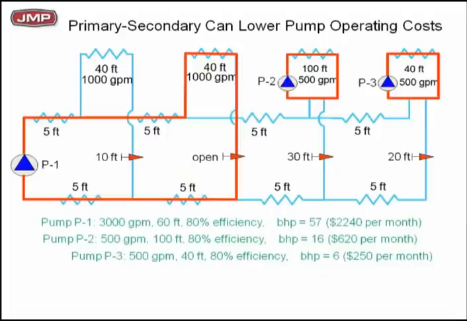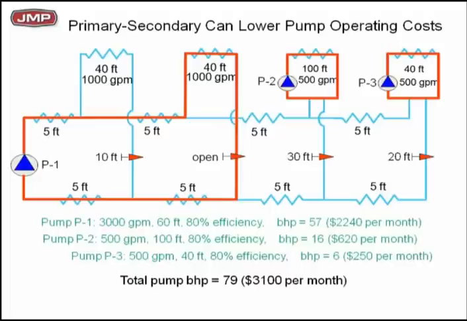When I total it all up, and let me go ahead and total it up for you, I get a total of 79 brake horsepower required. Before, I believe it was 139. Now I'm down to $3,100 a month, which saved you $1,500 to $1,600 a month, times 12 months. That's at 6 cents a kilowatt hour. That's a huge savings, and we're using 3 pumps versus 2.